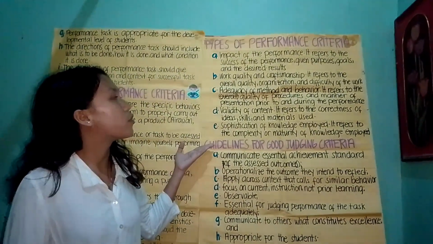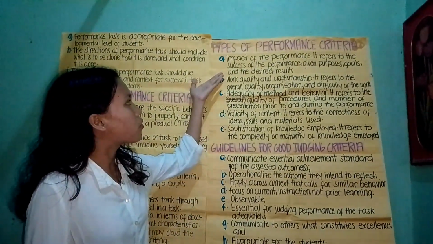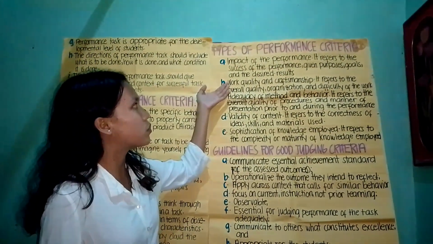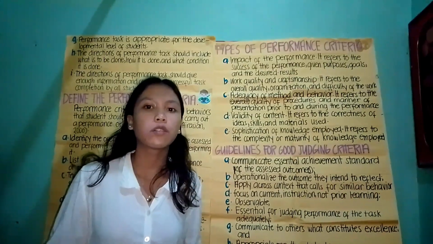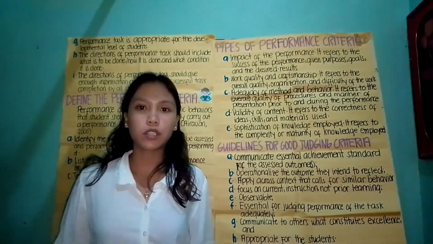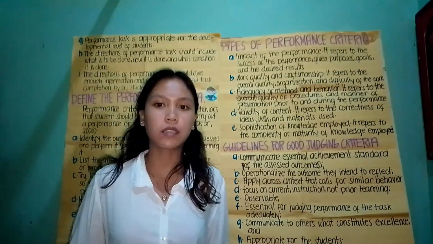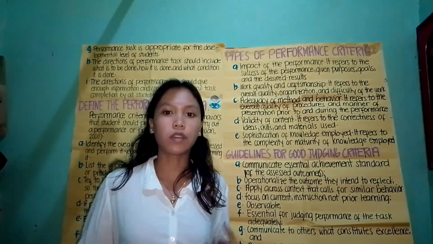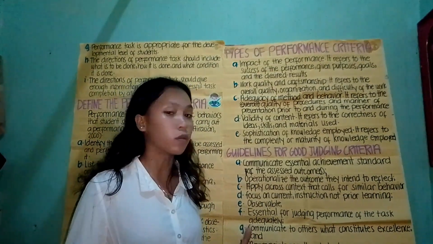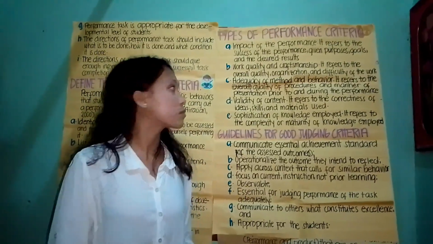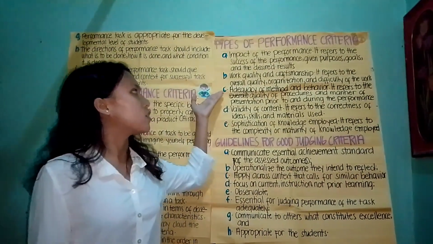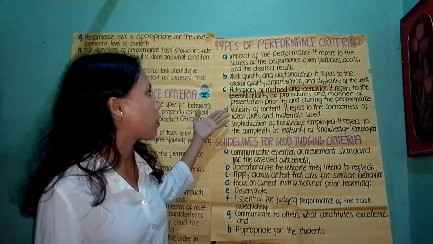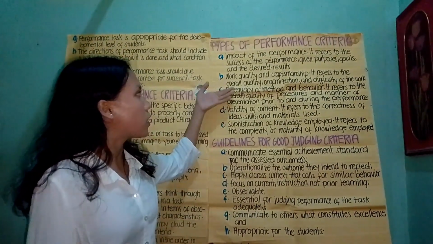So, types of performance criteria. Letter A is impact of the performance. It refers to the success of the performance, given purposes, goals, and the desired result. So, the impact of the performance measures how successful the performance is based on the goals and desired outcomes. It's about whether it achieved what it was supposed to. So letter B is work quality and craftsmanship. It refers to the overall quality, organization, and difficulty of the work. So mag-ingon tag work quality and craftsmanship.